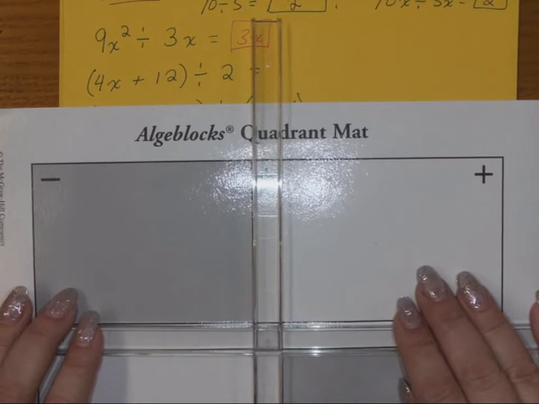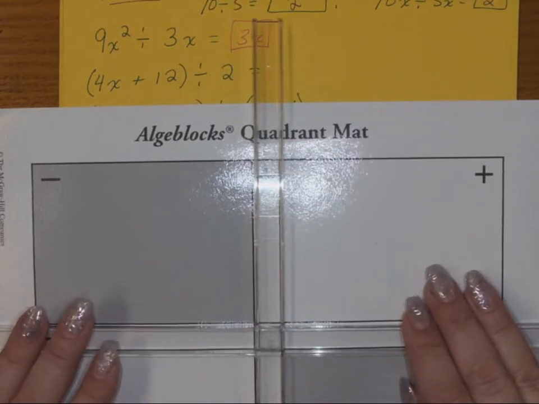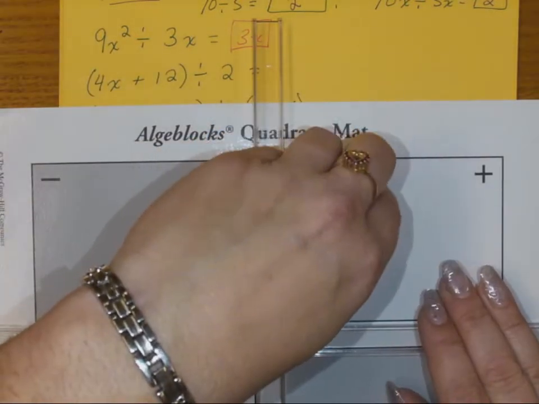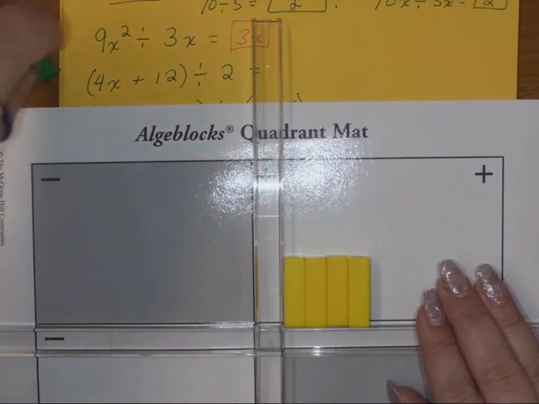Okay, so using the same idea, 4x plus 12, divide by 2. A little bit crazy, but we can do it. 4x plus 12 divided by 2. Now I know that I need to make a rectangle out of 4x plus 12.